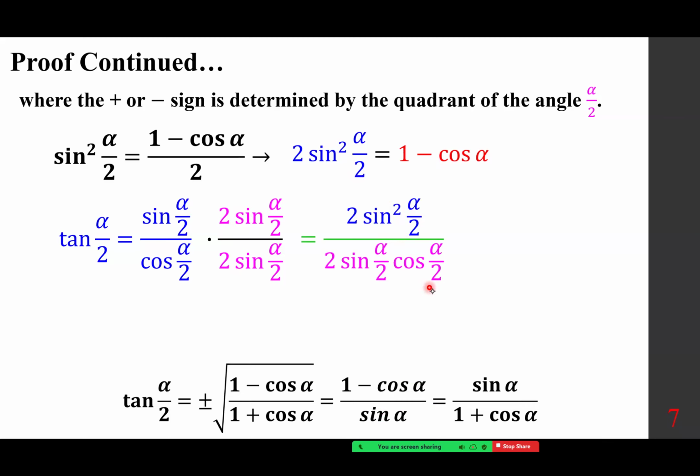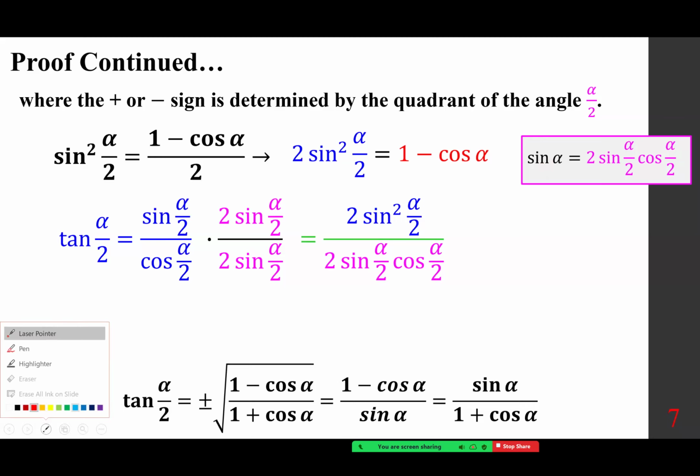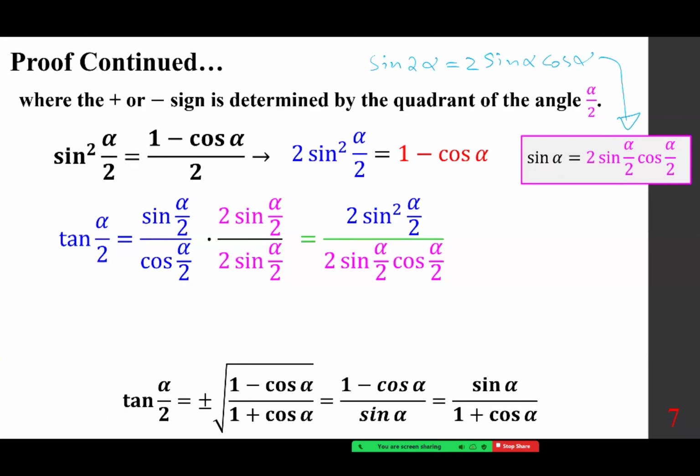2 sine alpha over 2 cosine alpha over 2, we should recognize this as sine of alpha because sine of 2 alpha is 2 sine alpha cosine alpha. Let me write that, reminding you that because sine of 2 alpha is 2 sine alpha cosine alpha, this is the reason. Okay, so if I cut this in half, it becomes alpha. So the top is what you have here, the bottom is sine alpha. So that's one of them. We proved this one.